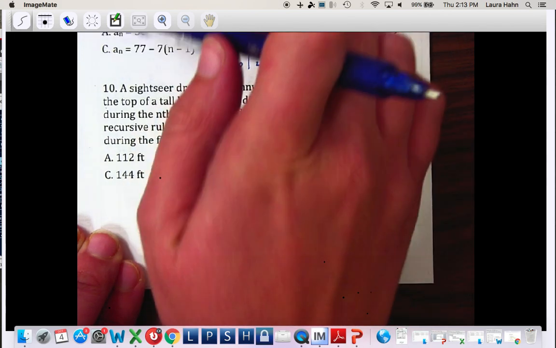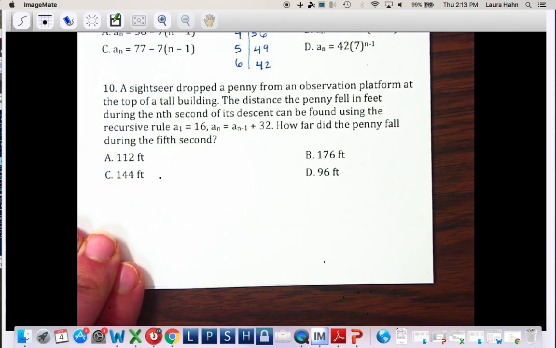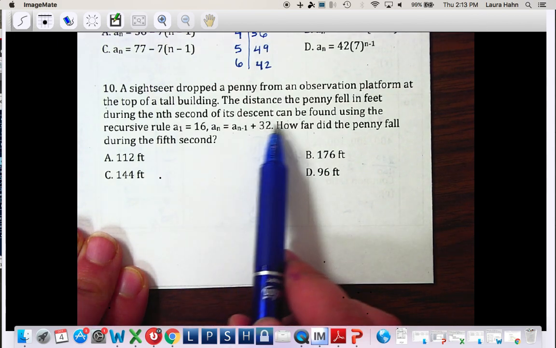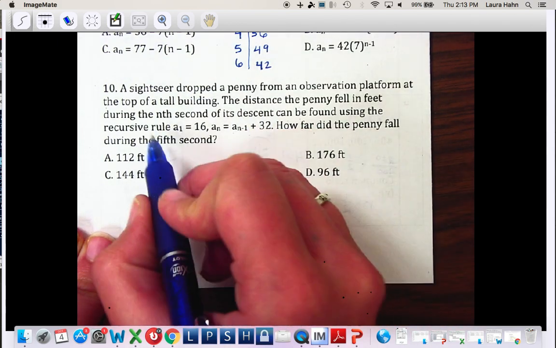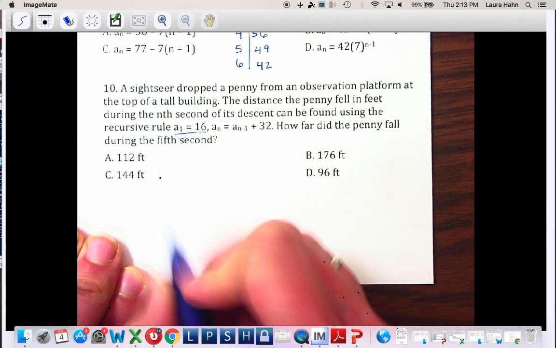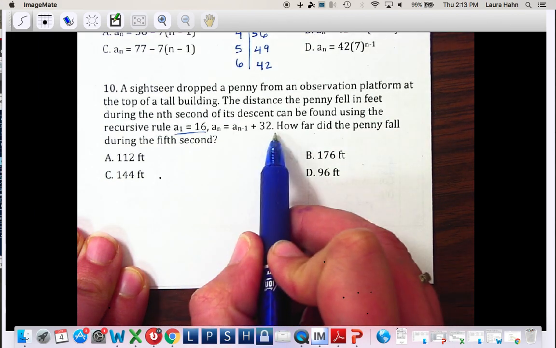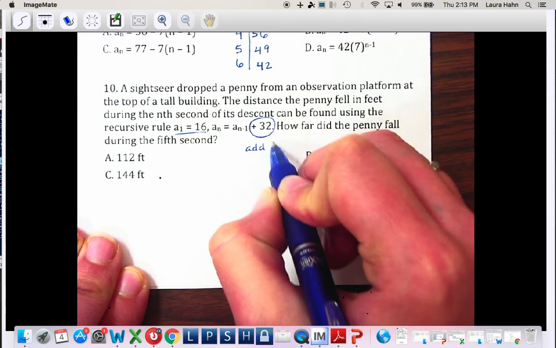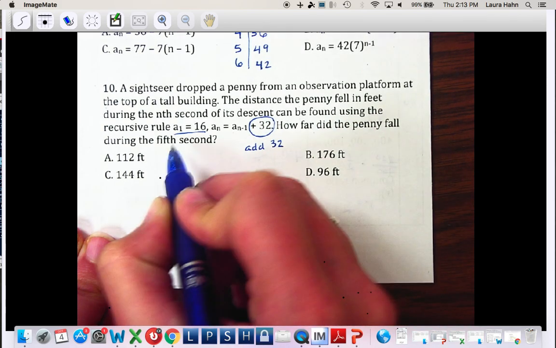Alright, so you can try 9 in just a second, okay? Let's finish 10 and then you can go back and finish 9 on your own. Okay, a sightseer dropped a penny from an observation platform at the top of a tall building. The distance the penny fell in feet during the nth second of its descent can be found using the recursive rule, and it tells me my first term is 16, and it's telling me to follow this equation. Notice it's telling me to add 32, and it wants the fifth one.